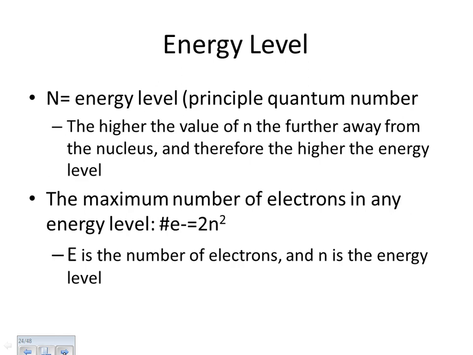Let's start at the beginning. n, and it's normally going to be a lowercase n. n is going to be the energy level. It's the principal quantum number. You saw that when we were talking about the rungs. But the higher the value of n, the further away from the nucleus it is, and therefore the higher the energy level. Because it's farther and farther away from the nucleus, it's going to be at a higher energy level. And this thing right here, you're going to need to memorize it, because the number of electrons is equal to 2 times the energy level squared.